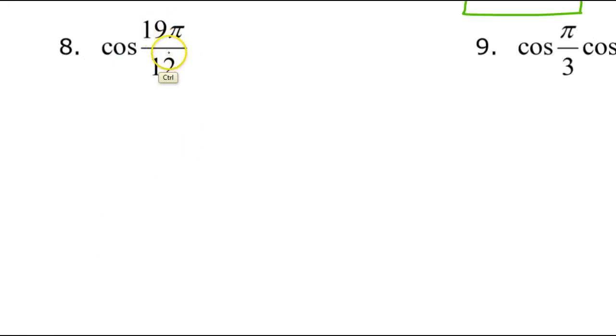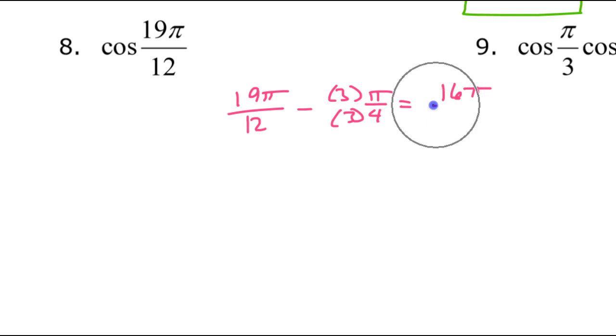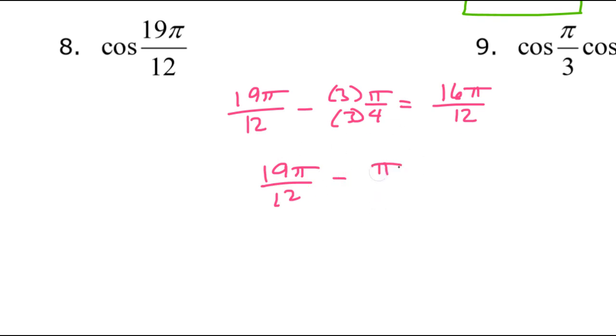Okay, so here again, we have 19 pi over 12. So I am going to split that up by subtracting pi over 4. I will need like denominator, so I will multiply by 3. 19 minus 3 is going to be 16. So that's going to be 16 pi over 12. So this equation becomes 19 pi over 12 minus pi over 4 is equal to 4 pi over 3. All right, I'm just reducing this down.